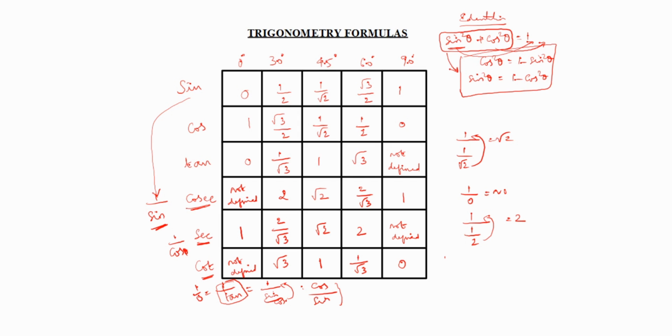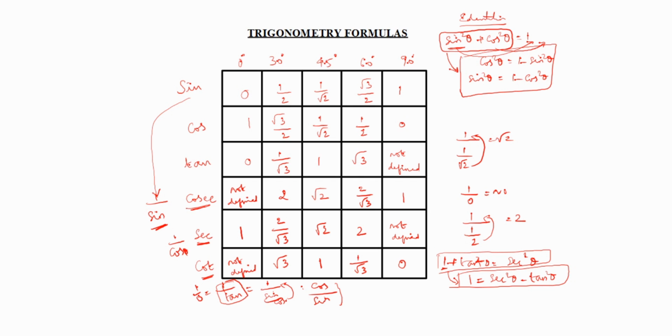Next formula, 1 plus tan square theta is equal to secant square theta. The same way, you have to keep 1 here. This tan square theta goes to this side. So what comes? 1 is equal to secant square theta minus tan square theta. This is the formula. You have to learn this one by heart. In this you have to write this formula.